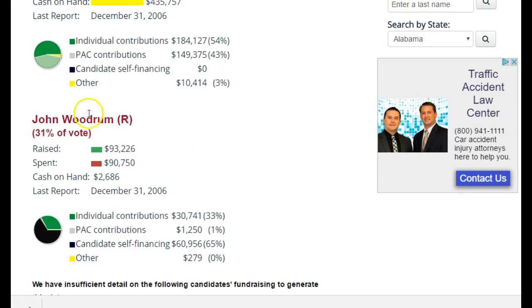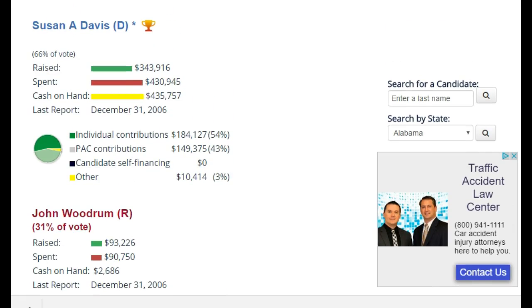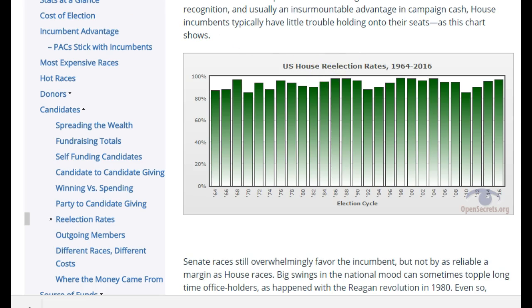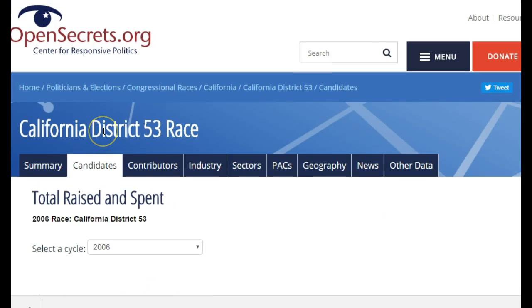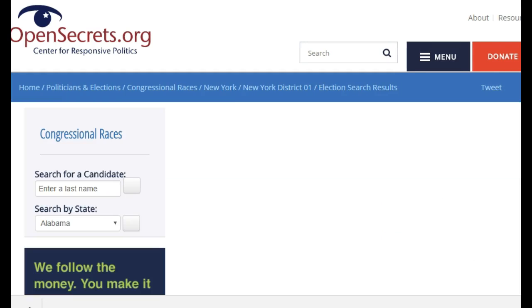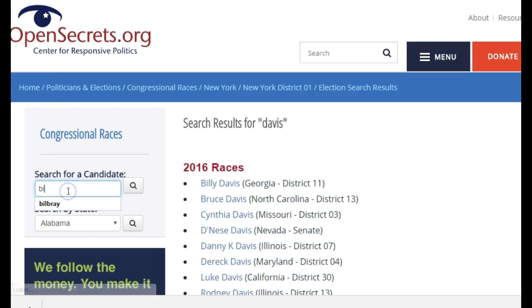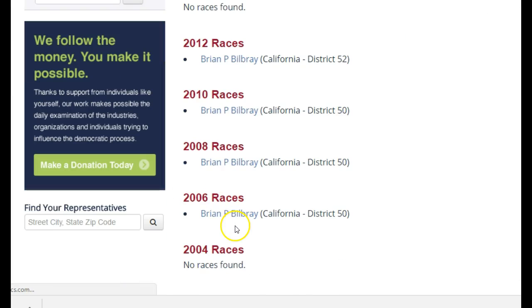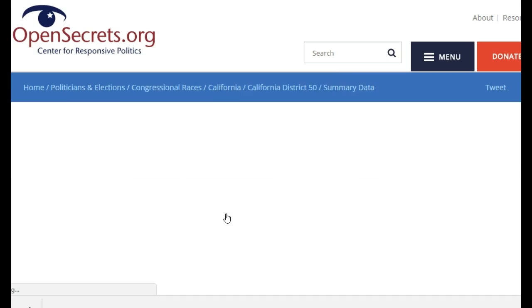But money is really not everything. Let me show you another race from that same year that will give you a sense of the other kinds of things that can happen. Sorry, let me flip to it. I thought I had it open. So this is from the same year, and I want to go to Bilbray in 2006 and look at that race.